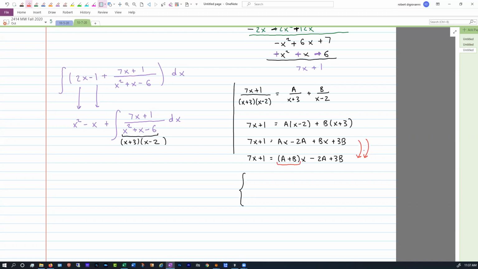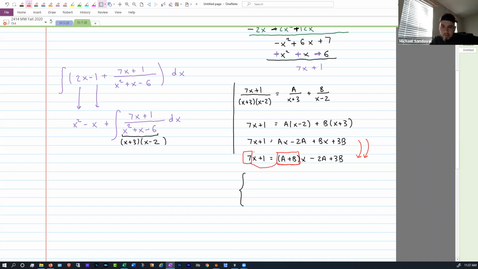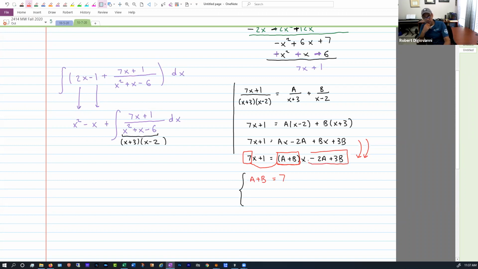So, Michael, once you get it here, what you're doing is you're saying, what's the number in front of x have to be? Well, look at your other side. What's the number in front of x? Okay, 7. So we know that a plus b has to be 7. And then everything that doesn't have an x in it, all of this stuff, Michael, has to be equal to what? 1, right?